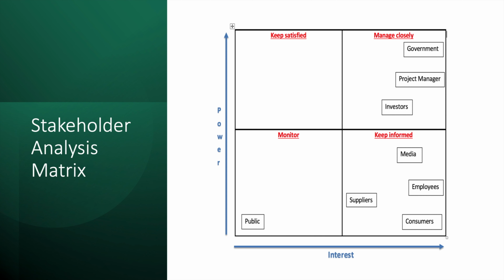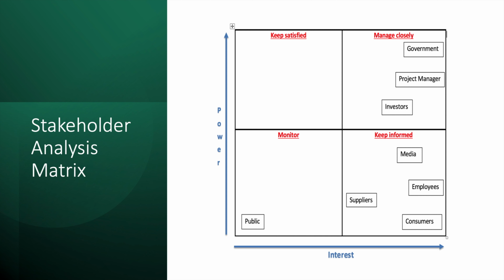A project manager is somebody who actually executes the entire plan. He comes up with the plan. So he needs to be under the manage closely category because he needs to be able to know what's happening and he needs to check if it's happening properly. Investors, even though they are the financially supportive people for the plan, need to be informed of each and every step of the way because they are giving us support financially to build up the plan. So they need to be informed.